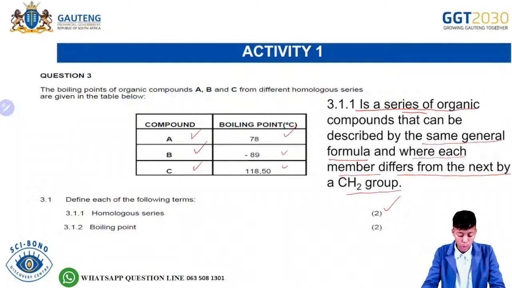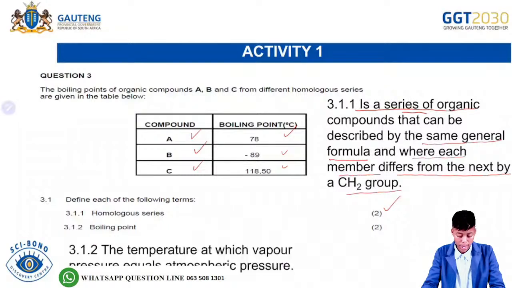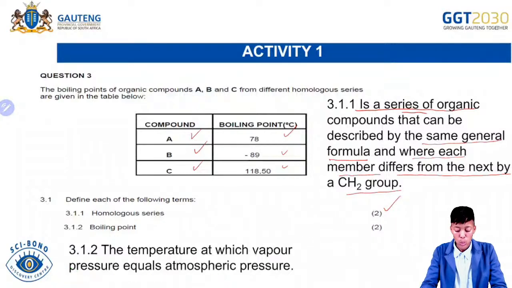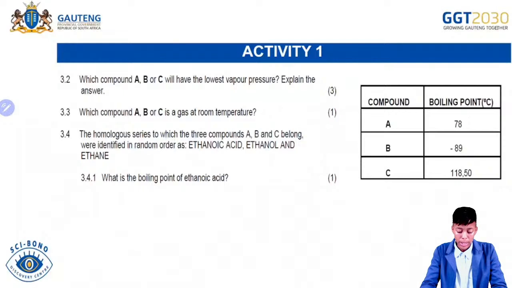Then 3.1.2, you need to define a boiling point. Then it says here the temperature at which vapor pressure equals atmospheric pressure. And again, the definition is 2 marks there. Then the next one says, which compound A, B, or C will have the lowest vapor pressure? And then it says you need to explain the answer.